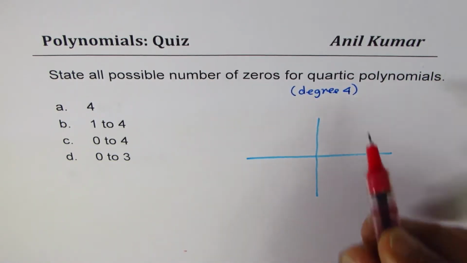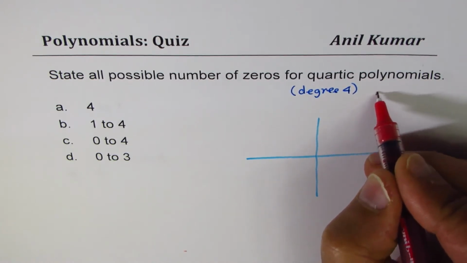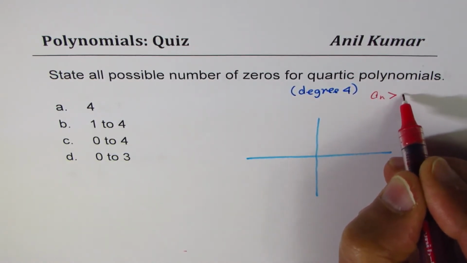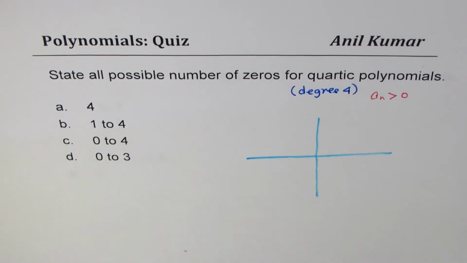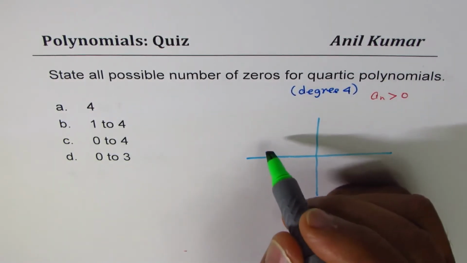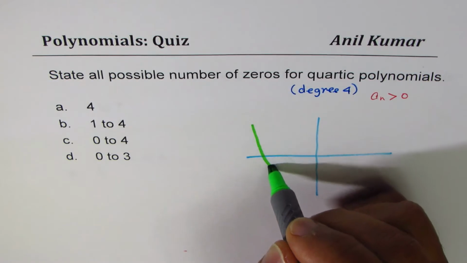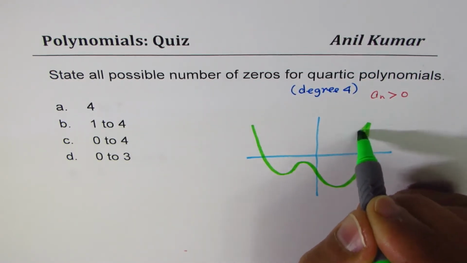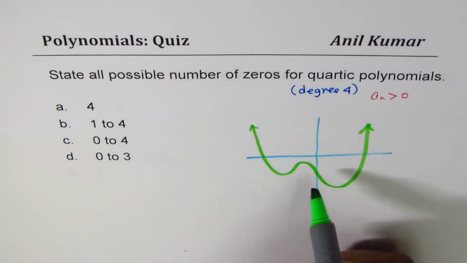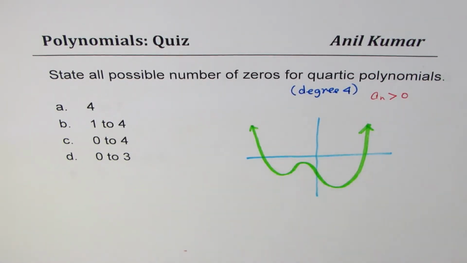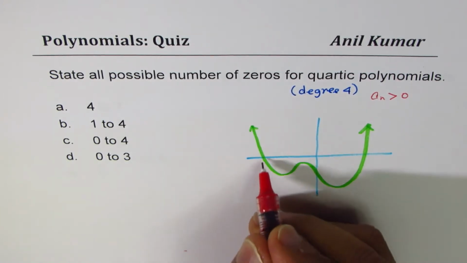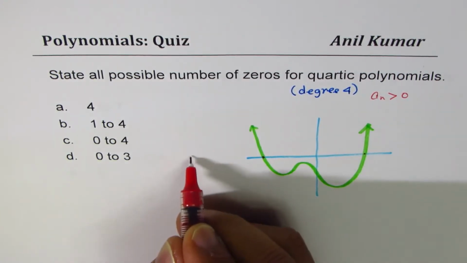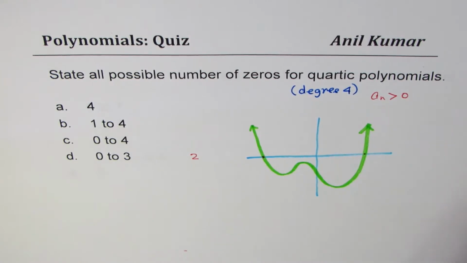Quartic is degree 4. We'll assume leading coefficient to be positive, right? We are assuming leading coefficient to be greater than 0 in our sketches. Okay, one of the option is that we have a quartic polynomial which could look like this, right? So if it is like this, you can see we have 2 zeros, right? Those become a 0, so we have 2 zeros for this particular sketch.